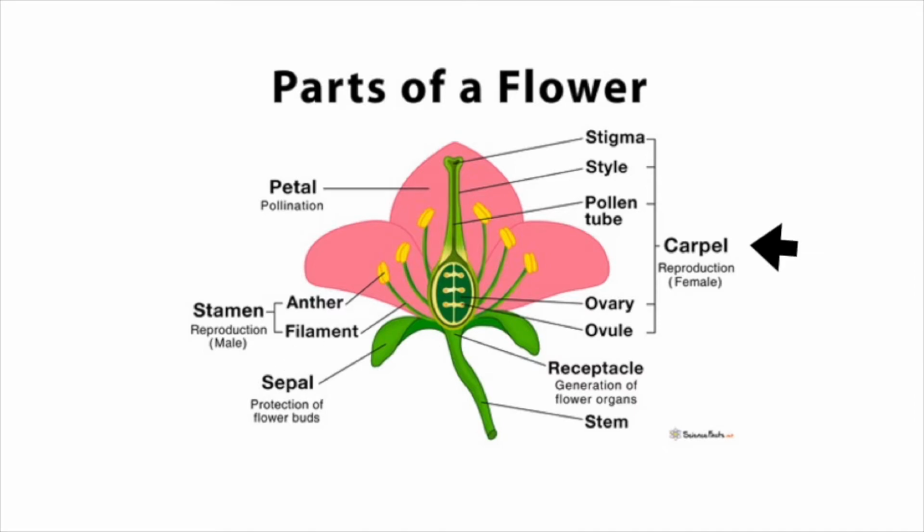The female reproductive part is called the carpel and also known as the pistil. At the top of the carpel is the stigma, where the pollen enters the flower. Then we have the style, and next we have the pollen tube, and the pollen travels from the stigma down through the pollen tube towards the ovary. Once the pollen enters the ovary, it can fertilize the ovules or eggs of the flower. Let's take a look at this in real life.